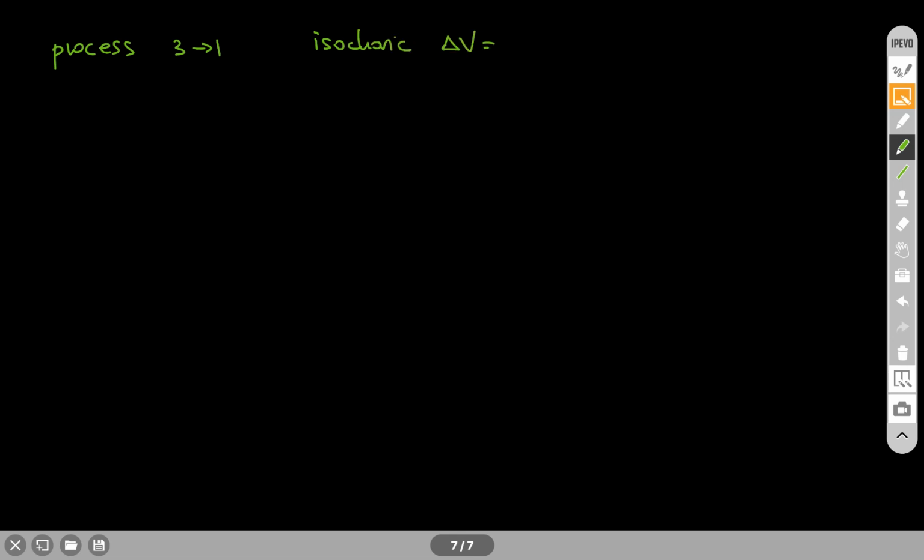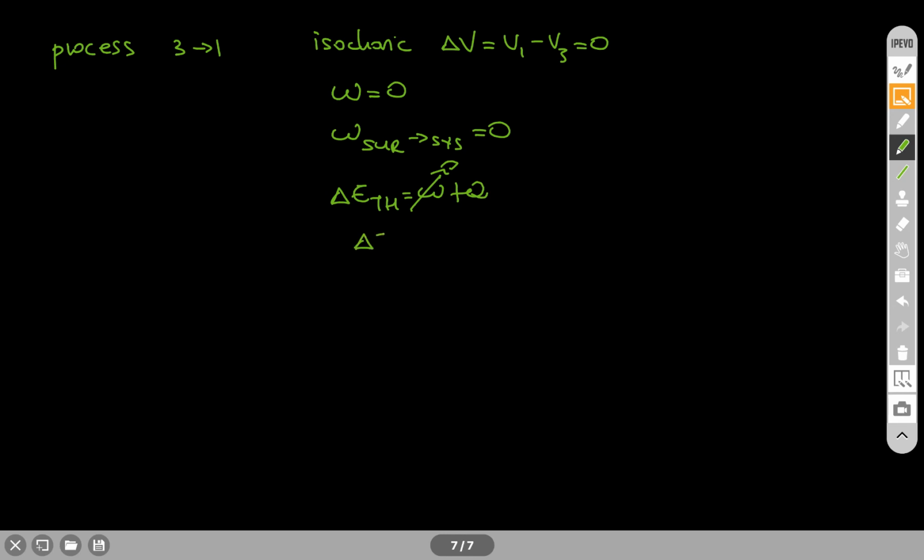So the delta V, which is equal to V1 minus V3, is 0. Because the change in the volume is 0, this means that the work that the surroundings do on the system is 0. And from the energy conservation principle, W plus Q, since I know that W is 0, the change in the thermal energy is just equal to Q.